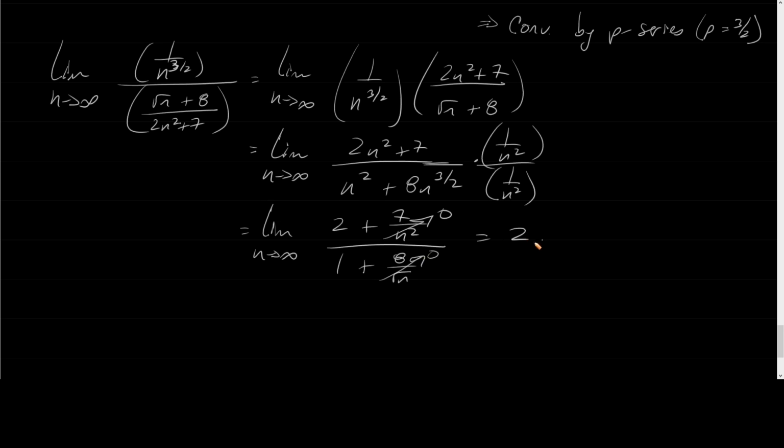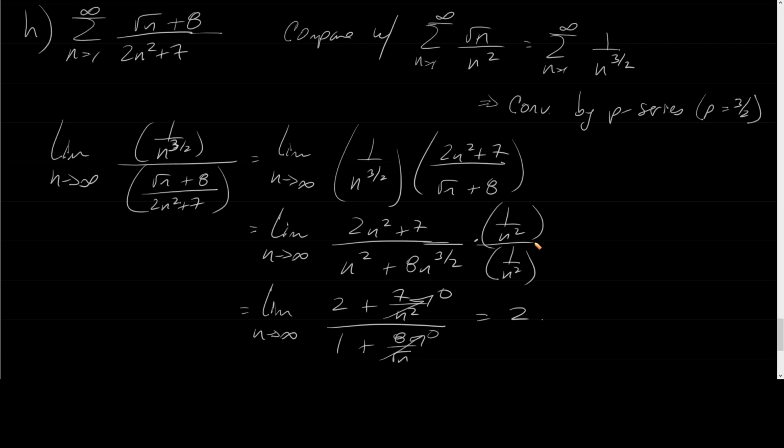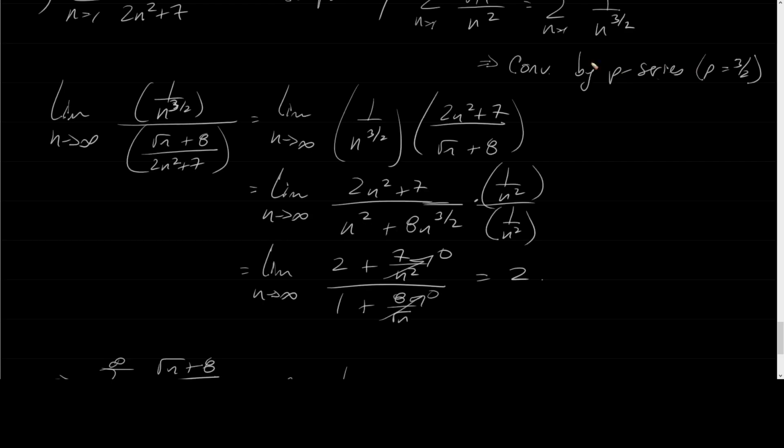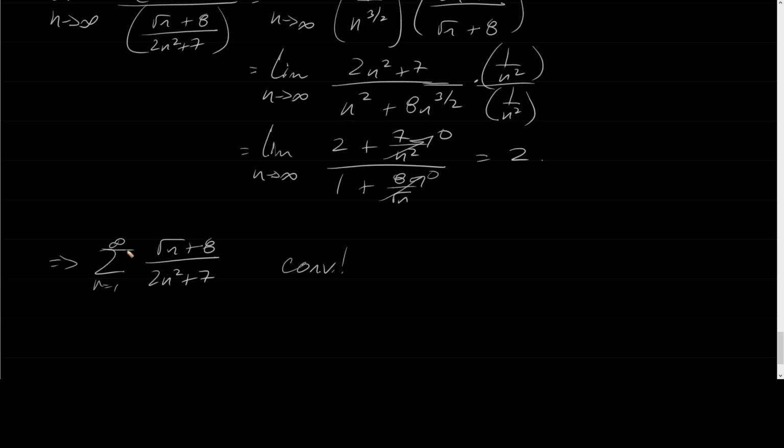And at that point, 2 is finite, 2 is greater than 0. So now we know that both behave the same exact way, right? Both series behave the same exact way. So now we can say that the series that we originally cared about, which again was radical n plus 8 over 2n squared plus 7, converges, right? Because the one that we were comparing it to converged, and these both behave the same way. So this one converges by limit comparison test.